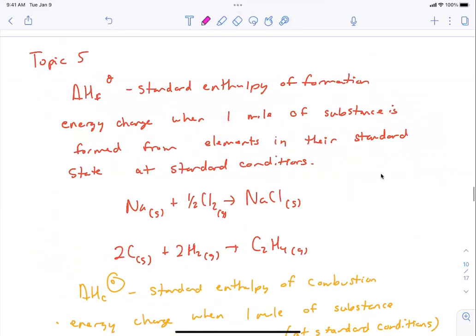Topic 5. Enthalpy of formation. Know that it is the energy change when 1 mole of substance is formed from elements in their standard state at standard conditions.